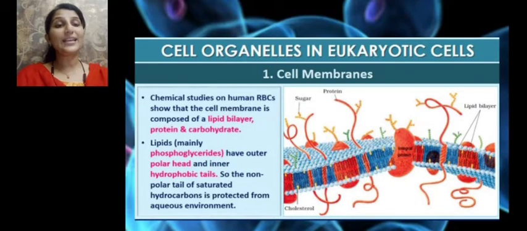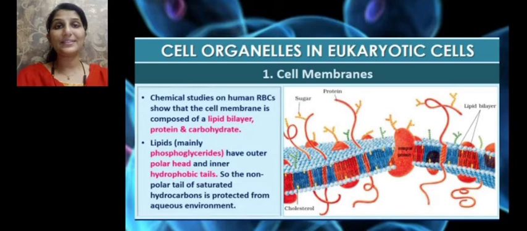The chemical studies on human RBCs show that the cell membrane is composed of a lipid bilayer, proteins, and carbohydrates. So these three are the contents of a cell membrane or a plasma membrane. Lipids are seen in the form of two layers. So that's why it's called a lipid bilayer. We can see these are the lipid bilayers.